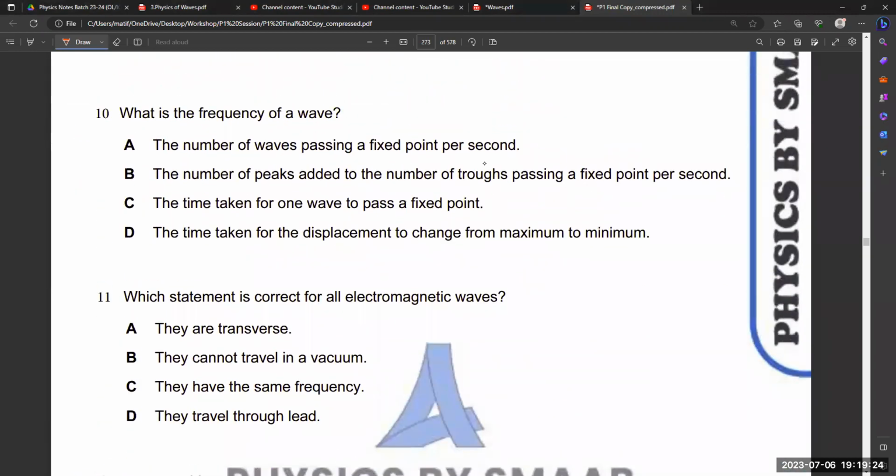Okay, this one is also basic. What is the frequency of a wave? It's A. Number of waves passing a fixed point per second. Yes, very good.